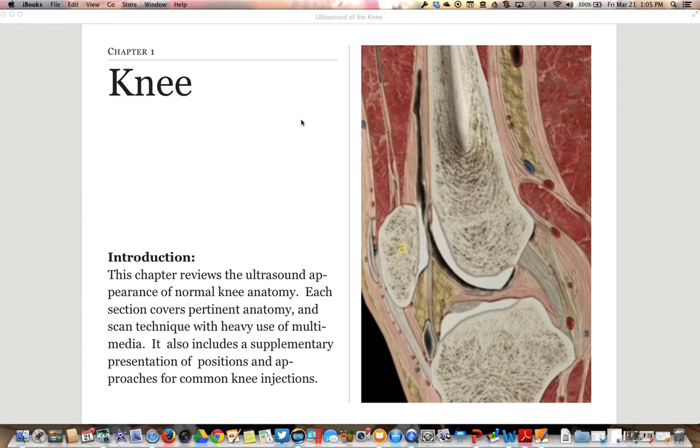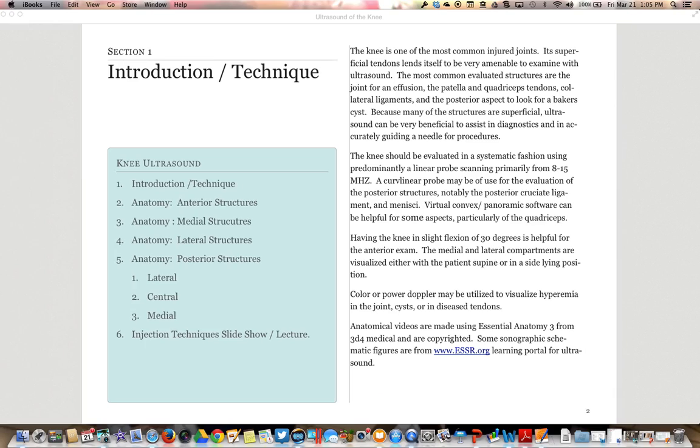We will be using an ebook format to review the basic anatomy of the knee, as well as discuss scanning images and scanning protocols. We will start by reviewing the general introduction to the knee, talking about technique. We then will break the video down into sections, including the review of the anterior structures, medial, lateral, and posterior structures, including the posterior lateral, central, and medial.